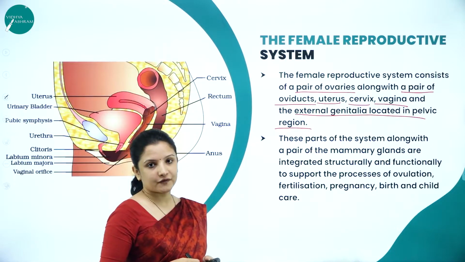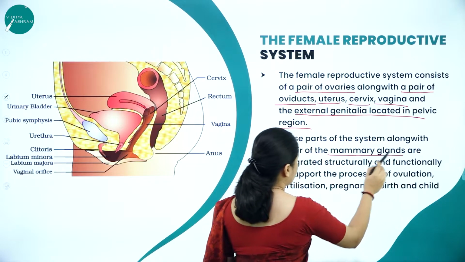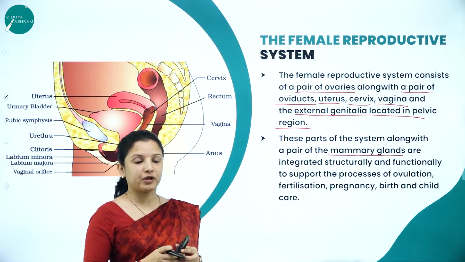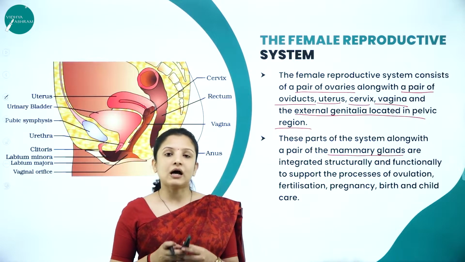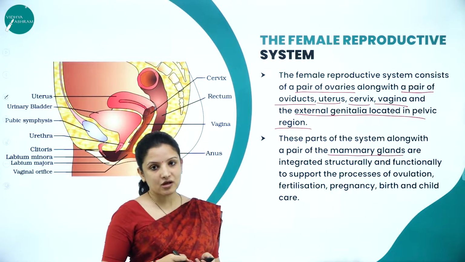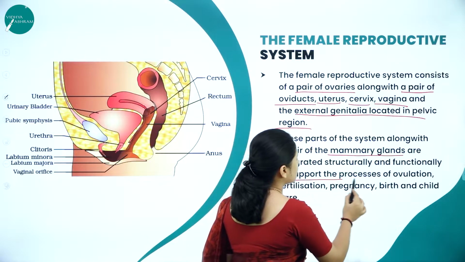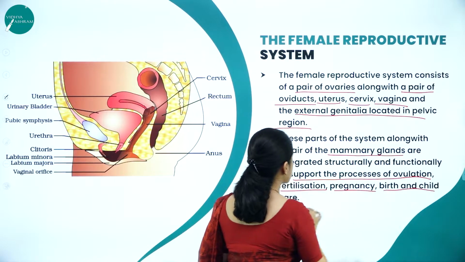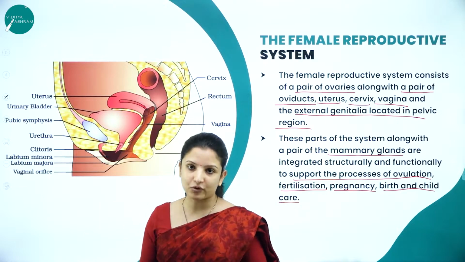And these parts of the female reproductive system come along with the pair of mammary glands. Mammary glands also form a part of the female reproductive system, because they secrete milk and help in the process of lactation after a child's birth. So the mammary glands are integrated structural and functionally supportive organs that help in the process of ovulation, fertilization, pregnancy, birth, and child care. Therefore, the mammary glands are also included under the female reproductive system.